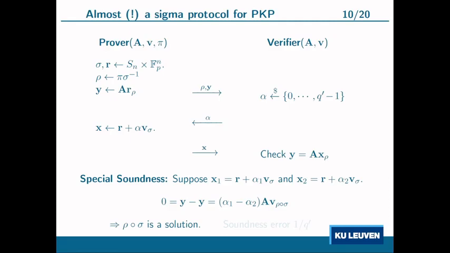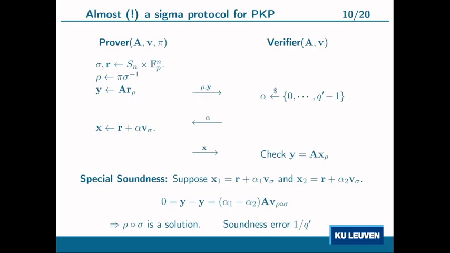An honest prover, if you give him two different challenges, alpha 1 and alpha 2, will return two different x's: x1, which is equal to r plus alpha 1 times v permuted with sigma, and x2, which is r plus alpha 2 multiplied by v permuted with sigma. And this is enough information to recover the permutation pi. And since the size of the challenge space is q prime, this would mean that the protocol has a soundness error of 1 divided by q.